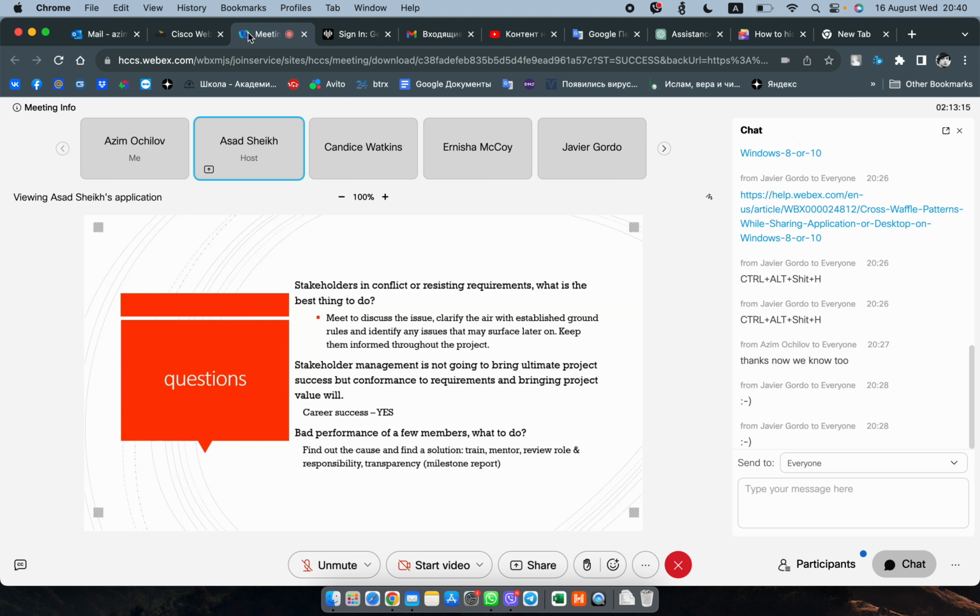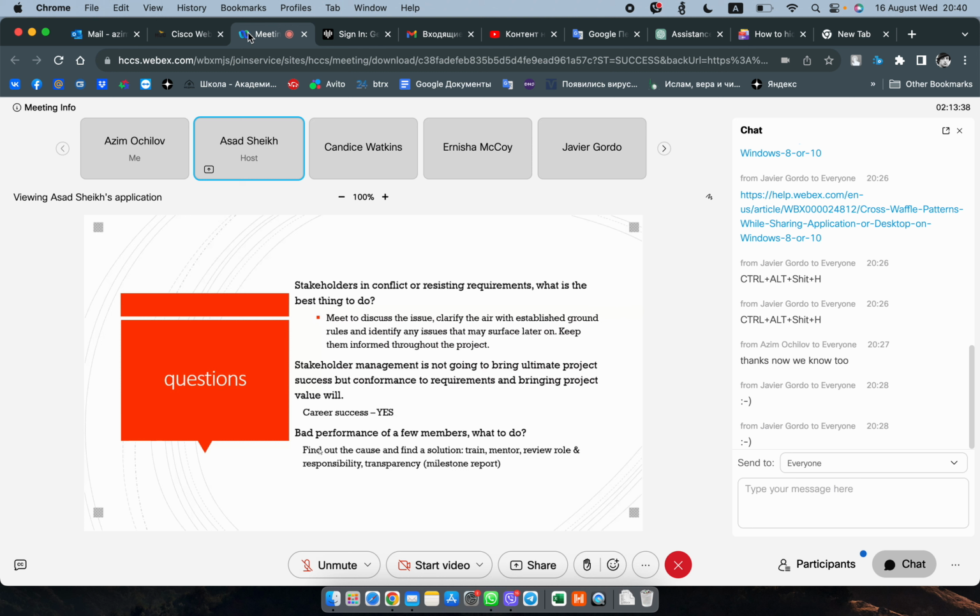Next one: stakeholder management is not going to bring ultimate project success, but conformance to requirements and bringing project value will. This is not a good one, so let's just leave this one. Next one, bad performance of a few members, what to do?